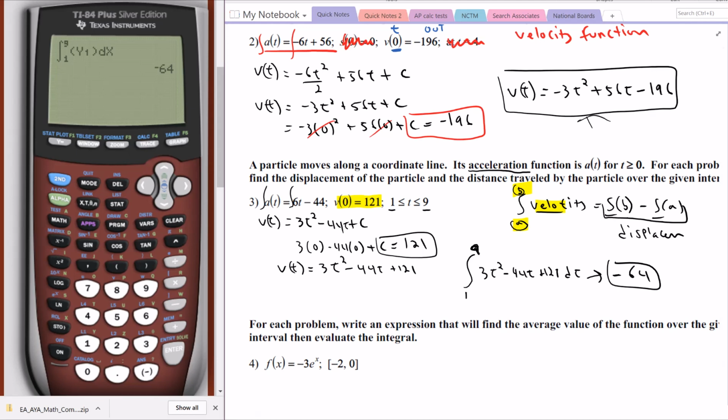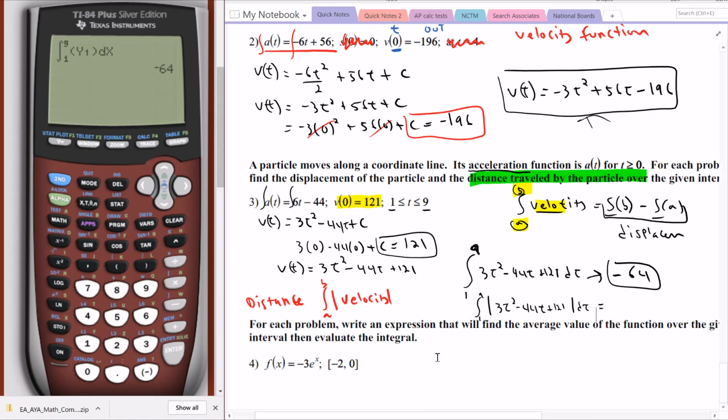Please read the instructions carefully. It also wants the distance traveled. So remember, if I want distance, that's going to be the integral from a to b of the absolute value of the velocity. Right, so I took the absolute value, and again, this is totally a calculator problem. You can't just take the absolute value of 64 and say that's your answer, right? So in this case, we're actually doing 1 to 9 of the absolute value of this function, and we're trying to see what we get.